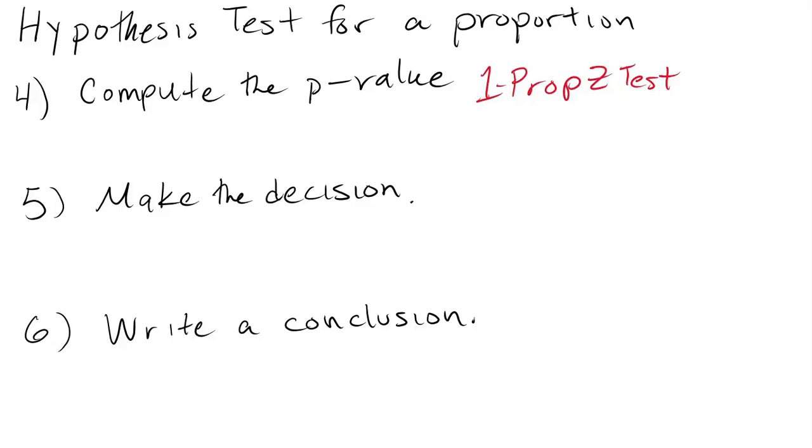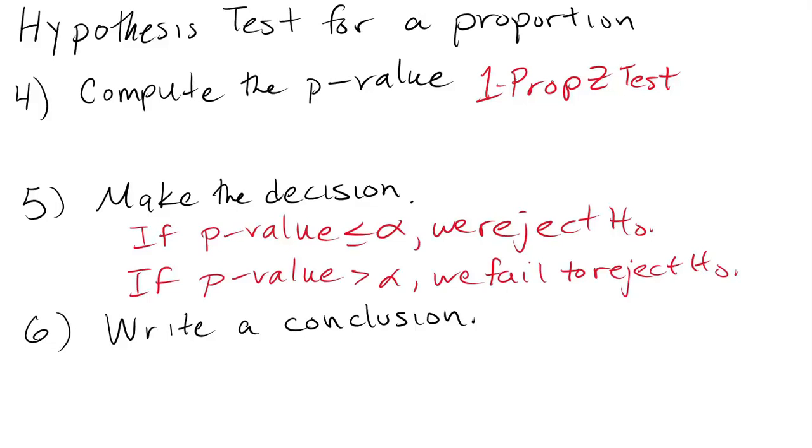Once we've got the p-value, you make the decision. Here are those two rules. If the p-value is less than or equal to alpha, we reject the null hypothesis. If the p-value is small, then the null hypothesis is not very believable, and so we're going to reject it. And what do we consider small? Smaller than alpha is small. If the p-value is smaller than alpha, then we're comfortable rejecting the null hypothesis.